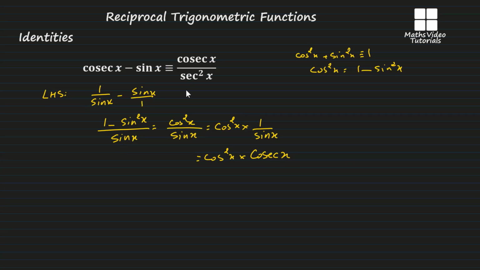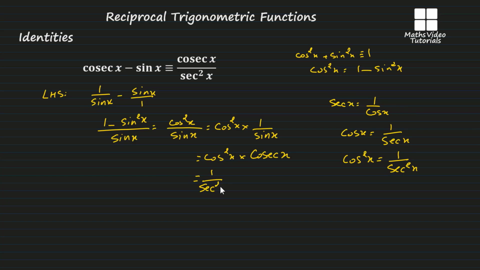So we got the numerator, and now we need to sort out the denominator. Well, we know that sec x is 1 over cos x. So basically, if I make cos x the subject, it will be 1 over sec x, alright? And then if I raise both sides to the power of 2, I will get cos squared x equal to 1 over sec squared x. And that will be replacing this one here. Okay, so we're going to take this, replace it with its equivalent. So 1 over sec squared x times cosec x.